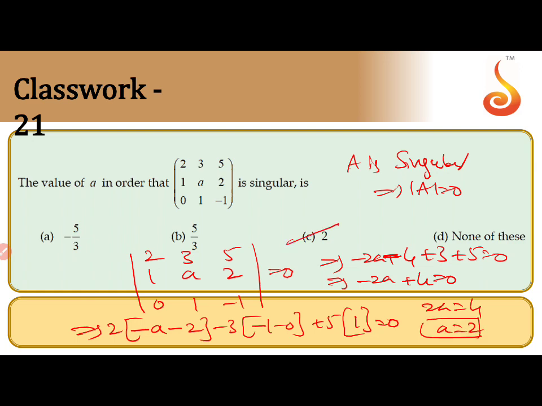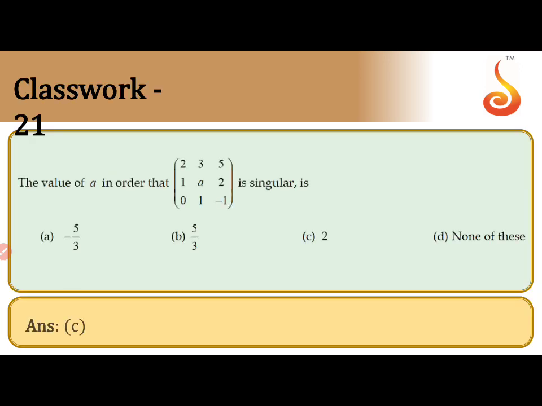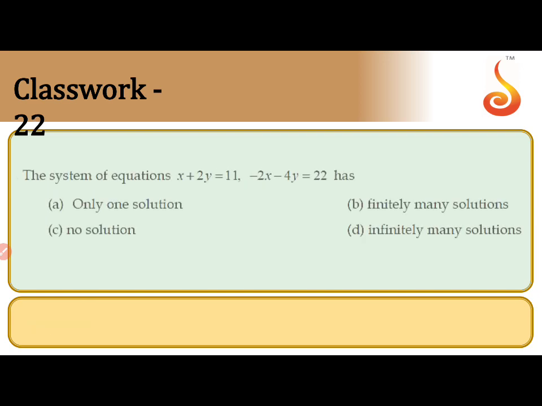So which option is matching? Option C is matching. So A singular means det equal to 0. Take the determinant equal to 0 and solve it to get the value of A only. I hope this is clear. That is the answer for question 21. Option C is right. Next, 22.